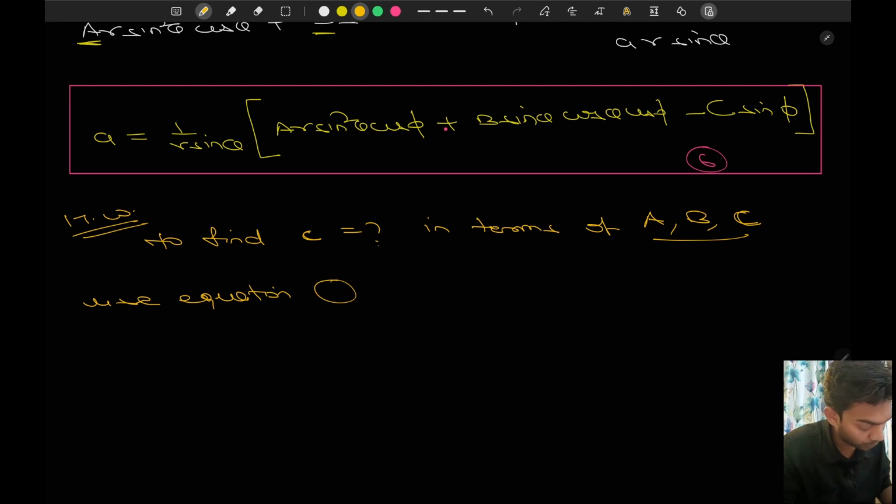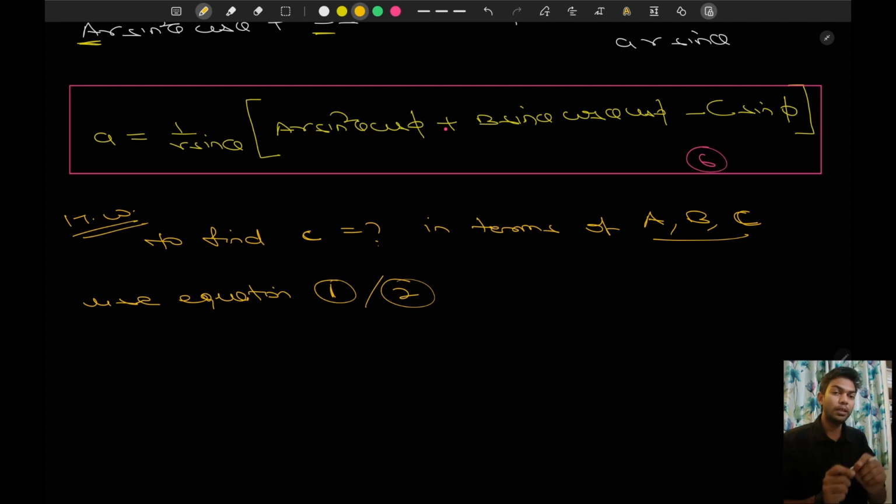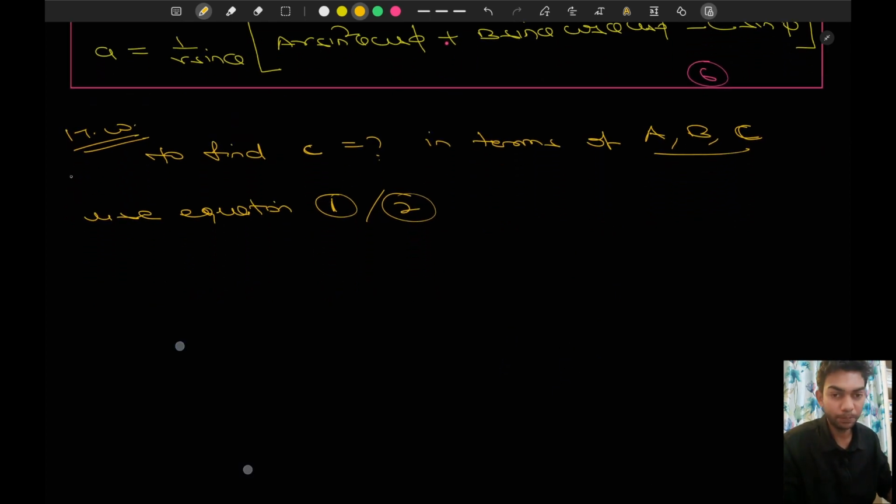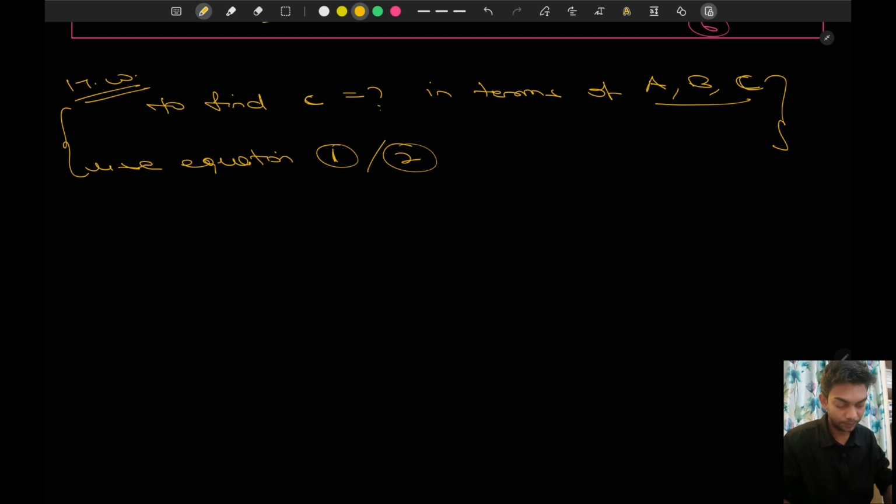Either you can use equation 1 or equation number 2, because in both you have small a, small b and small c. You plug in the values of small a and small b, and you will get an expression of small c in terms of capital A, capital B and capital C. You can use any one of those two equations. This is the homework. Please do it, and please be patient with the calculations. It will all work out. This is just the one homework that I gave you.